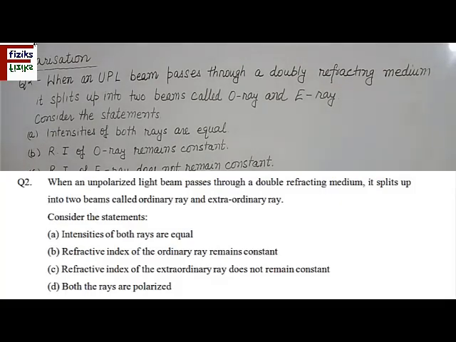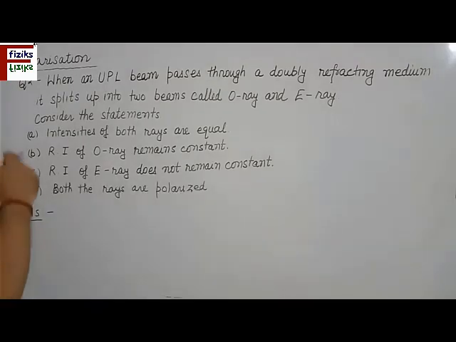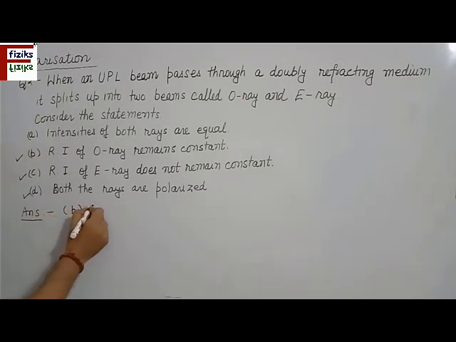Consider these statements. We have to find out which one is correct. A option is intensities of both rays are equal. Second is B option, refractive index of O ray remains constant. C option is refractive index of E ray doesn't remain constant, and D option both the rays are polarized. So out of these 4 options, option B, C and D are the correct options.